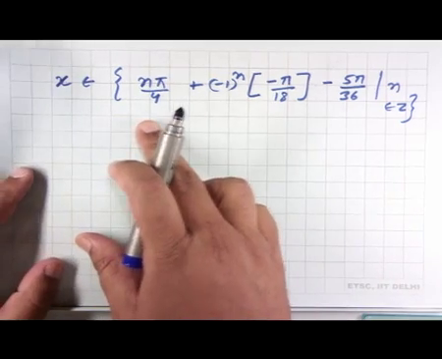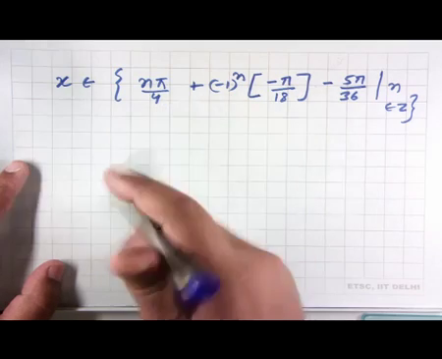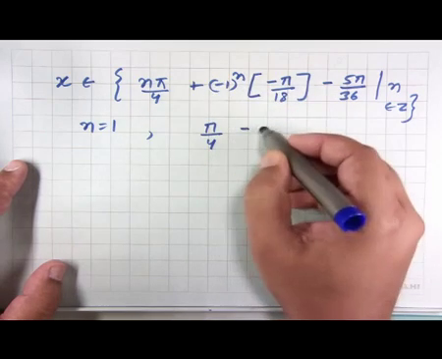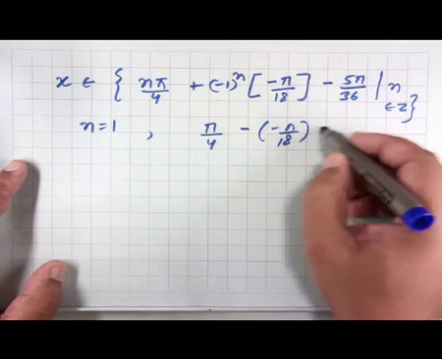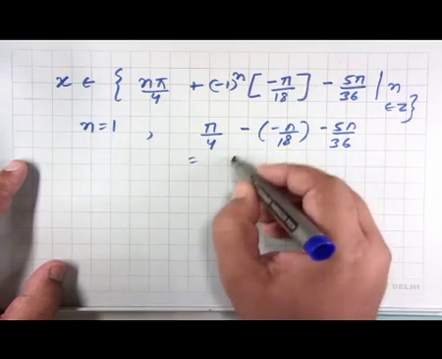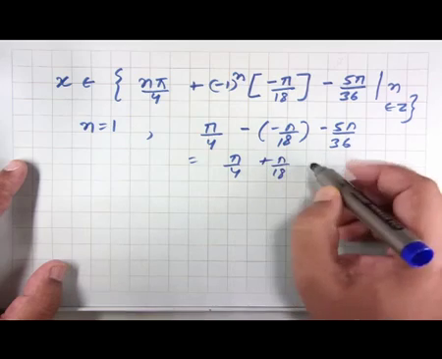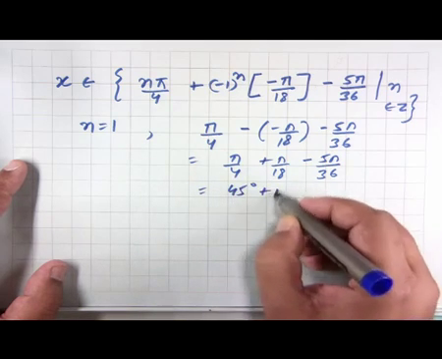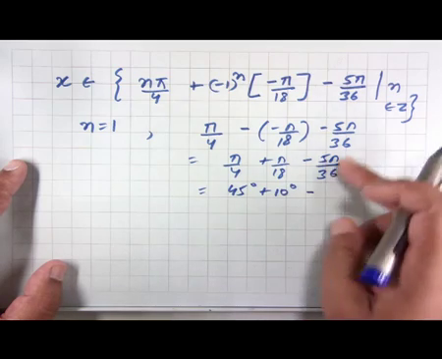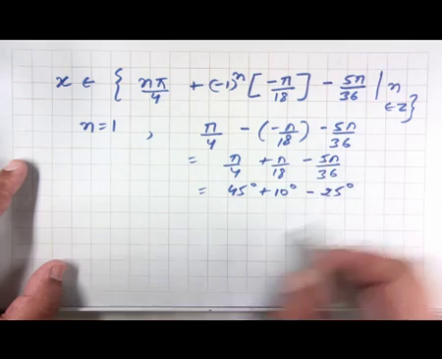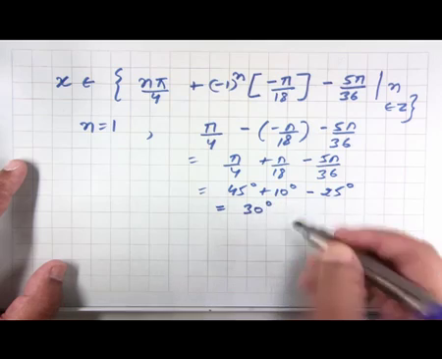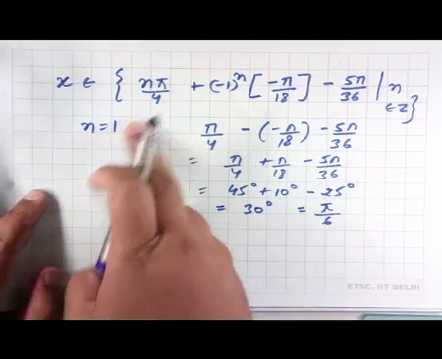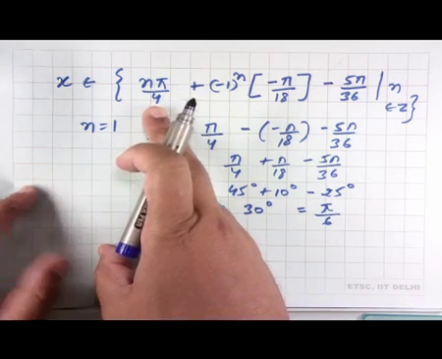and you can in fact find out the first, for example, if you put n equal to 1, then that corresponds to the solution pi by 4 and then minus pi by 18 minus 5 pi by 36, which is pi by 4 plus pi by 18 minus 5 pi by 36, which in degrees is, this is 45 degrees, this is 10 degrees, and this is pi is 180. So, this is 25 degrees. So, this is equal to 30 degrees or pi by 6. So, this is with n equal to 1, and then you put different values of n, you get all the general solution, all the solutions to this equation.